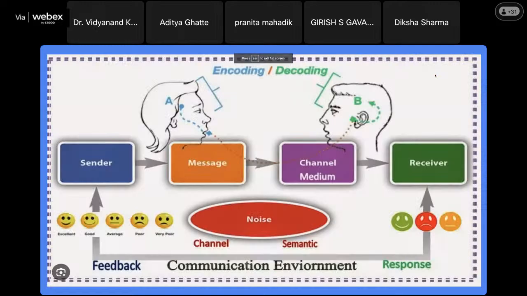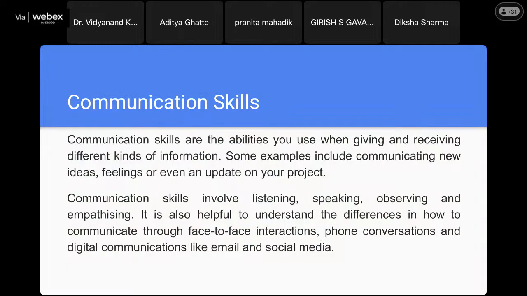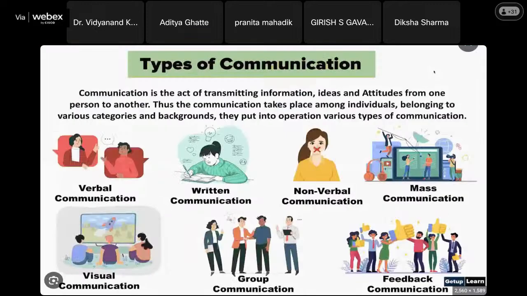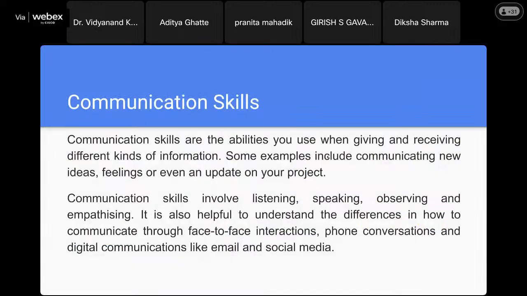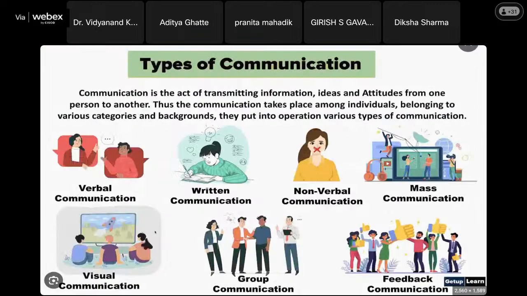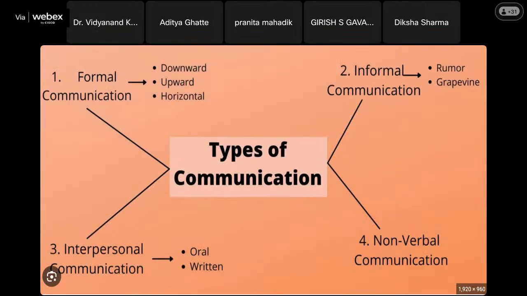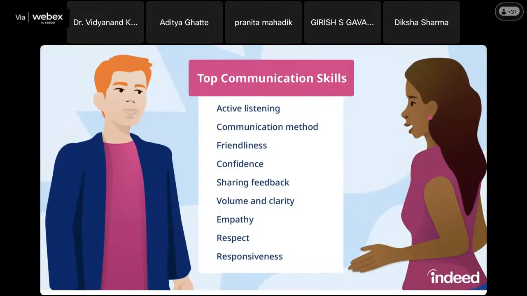Communication, this is the form of what we had discussed. We had also seen encoding, decoding. Then we had said communication skills. What are they, and why important? What I said is that this is most important. It involves listening, speaking, observing, and empathizing. Then we had seen types of communication, and various forms, as I told you, understood by various people. These are the top communication skills which we could receive from Indeed.